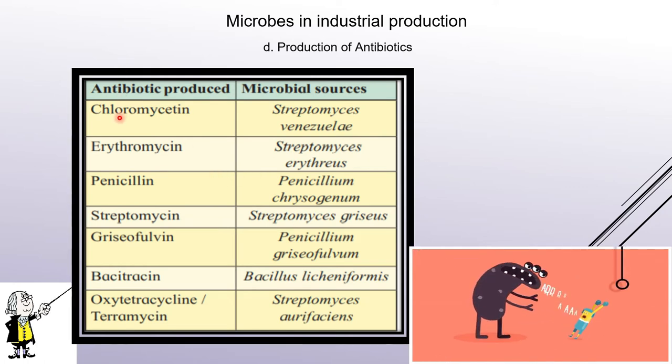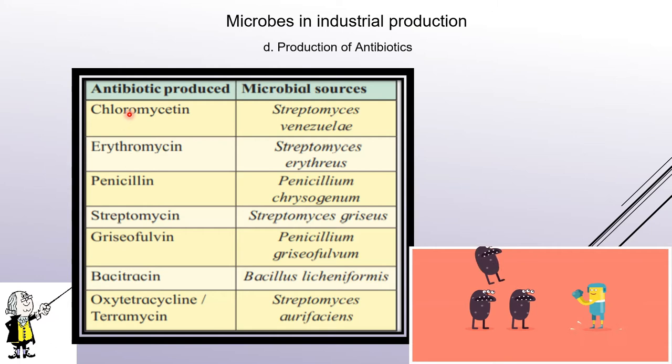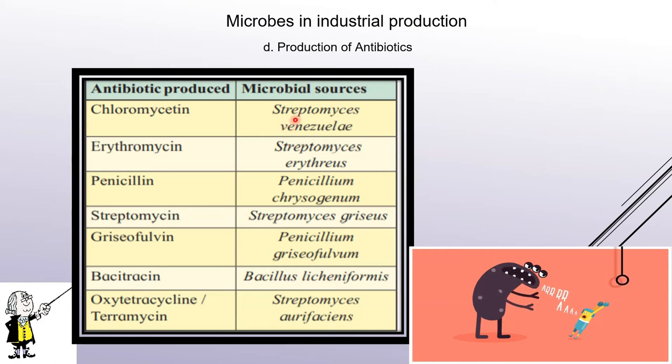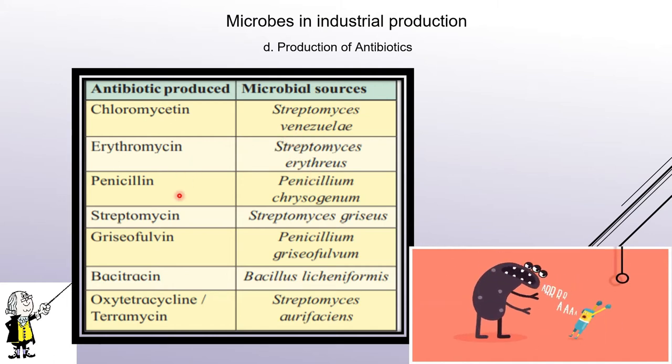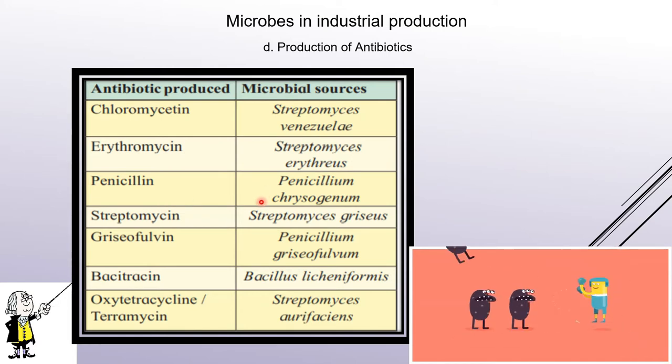Now, if you talk about the antibiotics, these are the antibiotics. Names are very, very important. The very first is chloromycetin, and the microorganism that is producing it, that is Streptomyces venezuelae. Chloromycetin is the name of the antibiotic, and the microbial source is Streptomyces venezuelae. Erythromycin, Streptomyces erythreus. Penicillin, Penicillium chrysogenum.